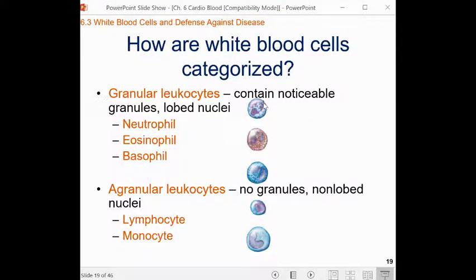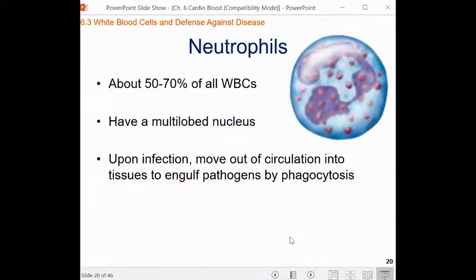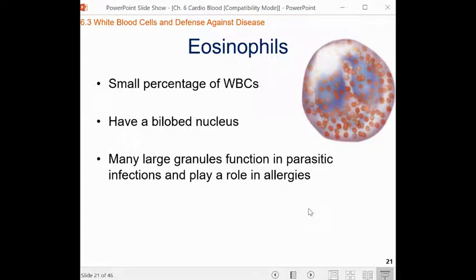So again, here we're looking at those granular leukocytes, which have the noticeable granules. They have those lobed nuclei, whereas the agranular leukocytes have no granules and no lobed nuclei. The neutrophils take up about 50 to 70% of all white blood cells. Notice that it kind of almost looks like they have 3 nuclei. And upon infection, they move out of the circulation and into the tissues to engulf pathogens. So this would be like if you have a cut in your finger, you're going to move those to that location.